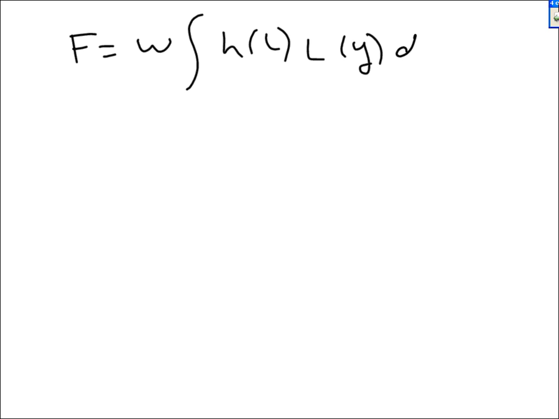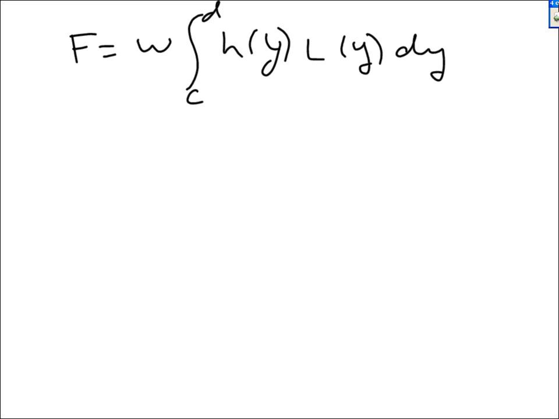It turns out that the force exerted by fluid of constant weight against a submerged vertical plane from y equals c to y equals d is given by the force is equal to the weight times the integral of h of y times L of y dy, as y goes from c to d. H of y. If I said h of L, I was joking.